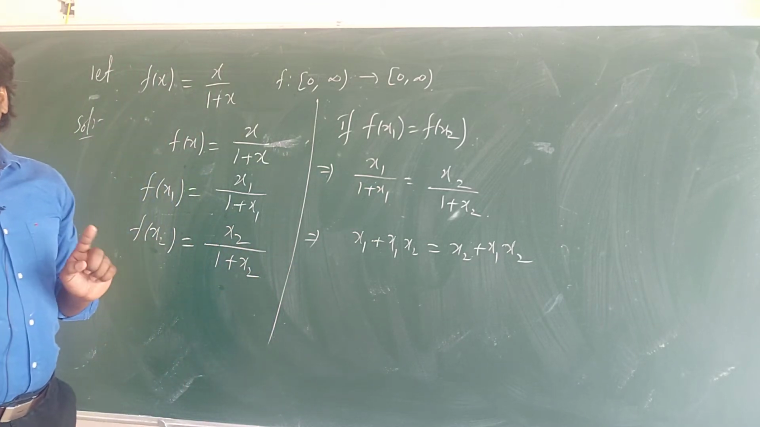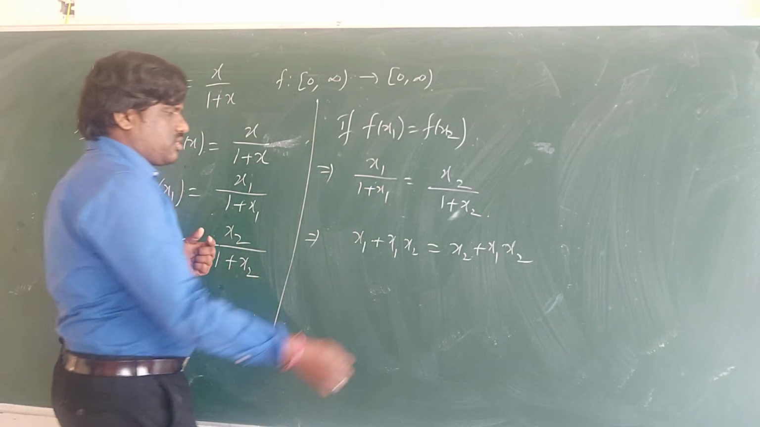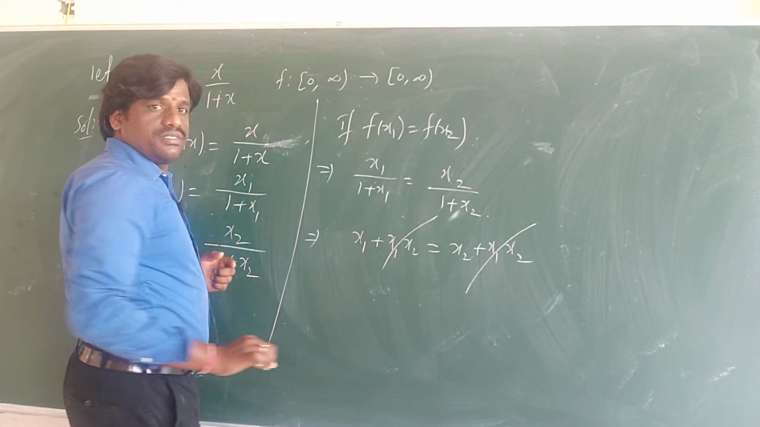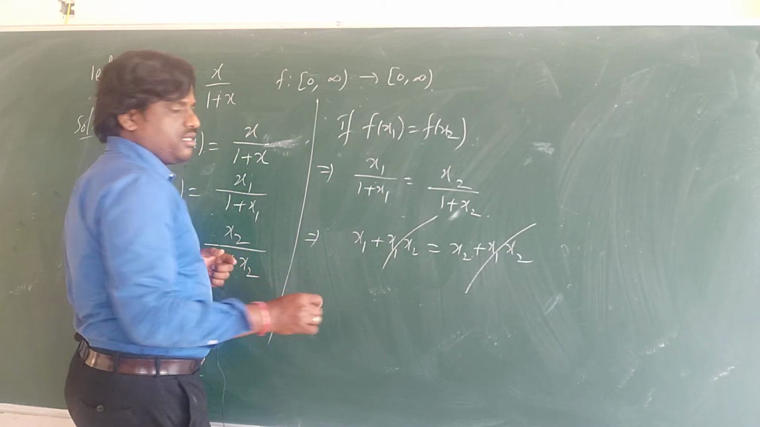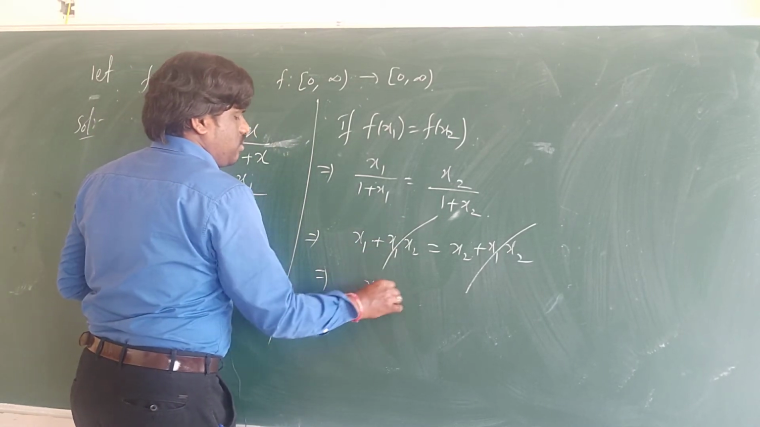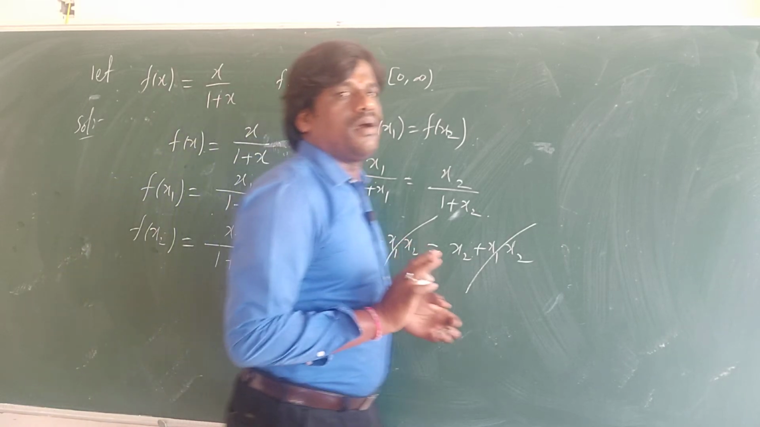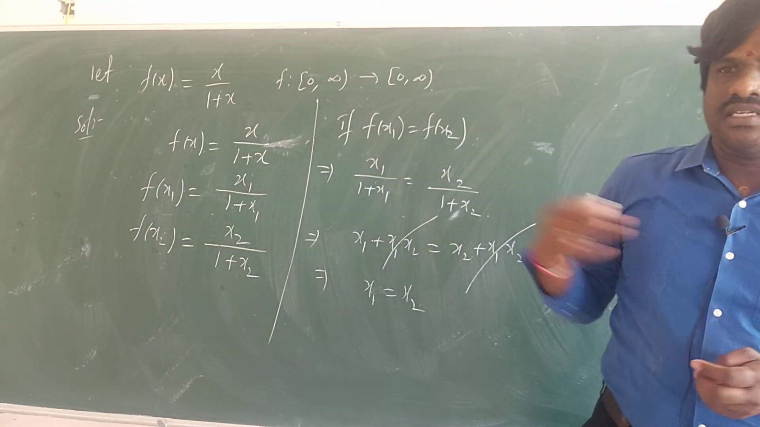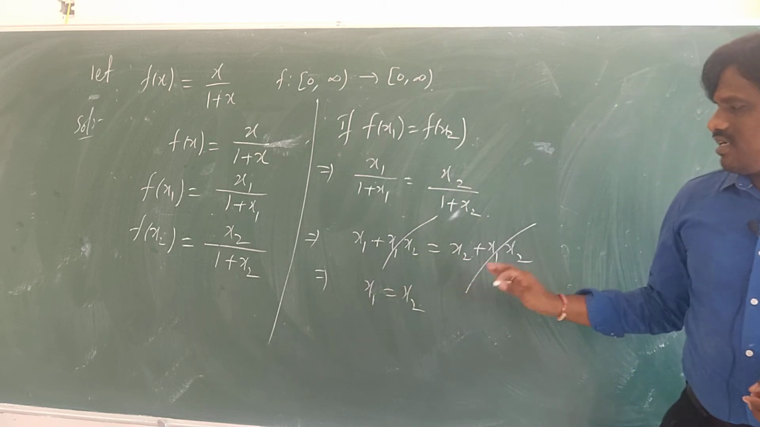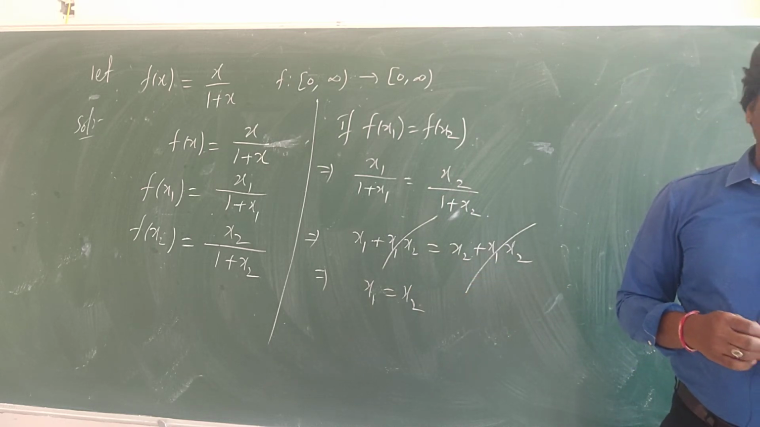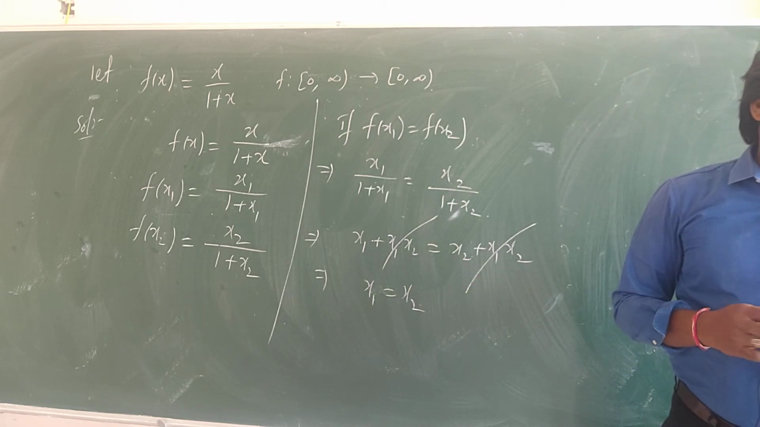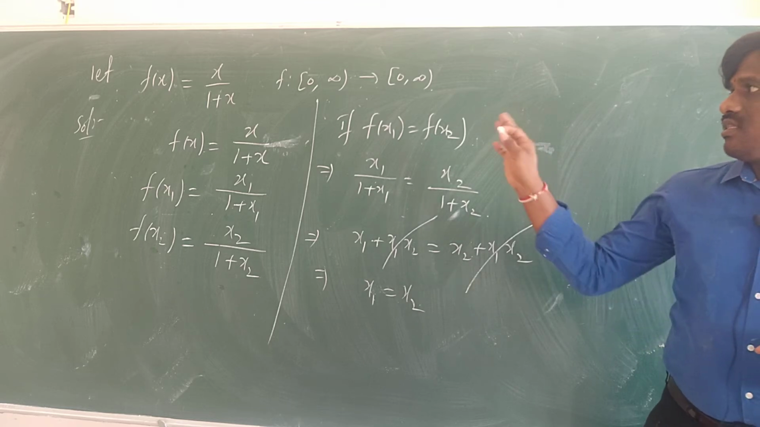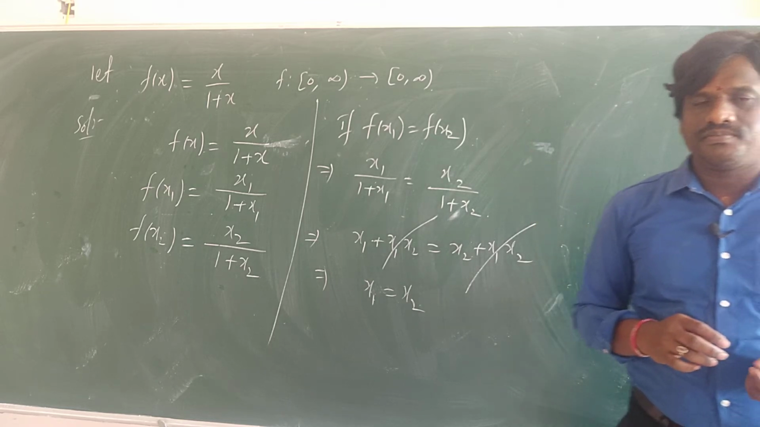Clear? Now what do I get here? This term gets cancelled out. So x1 is equal to x2. I took f of x1 is equal to f of x2, and finally I reached x1 equal to x2. So that function is called a one-one function. Hence, we can say the given function is a one-one function.